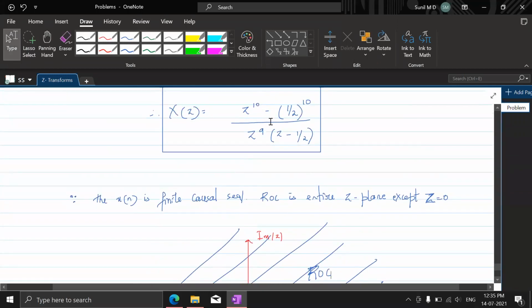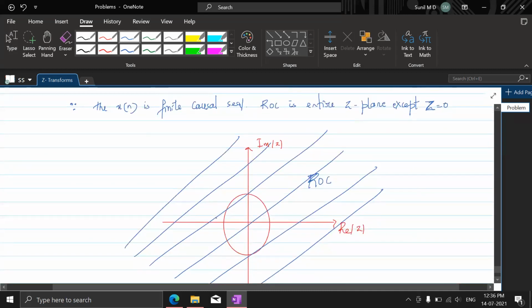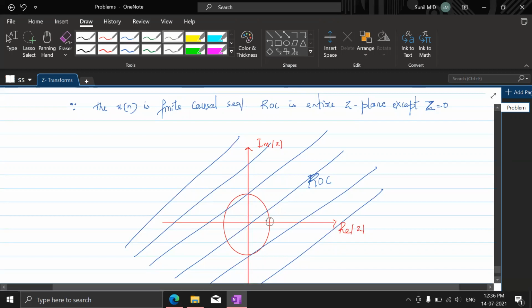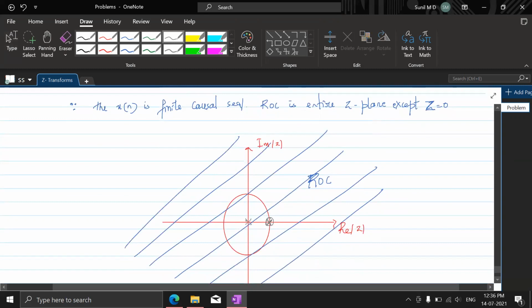Fine. So, which values of Z would make X of Z 0? Which values of Z would make X of Z infinite? Okay. So these 9 Zs at Z equal to 0 will make it infinite. So 9 poles at Z equal to 0, 1 pole at Z equal to half, then 10 zeros at Z equal to half. Okay, so 1 pole and 1 zero at Z equal to half will cancel each other. Here you have 1 pole and a zero, and this will cancel each other. So you'll be left with what? 9 poles at Z equal to 0.